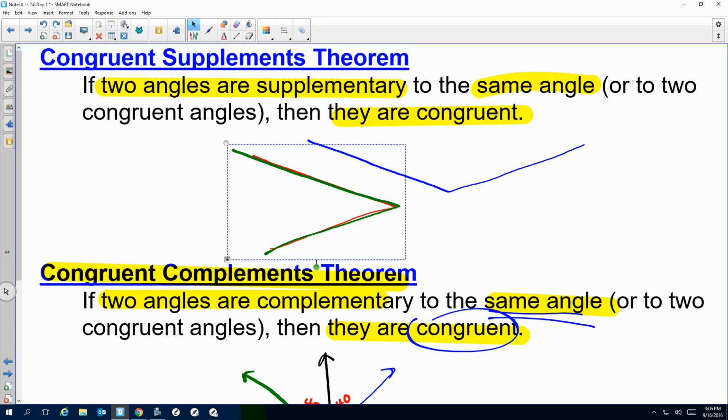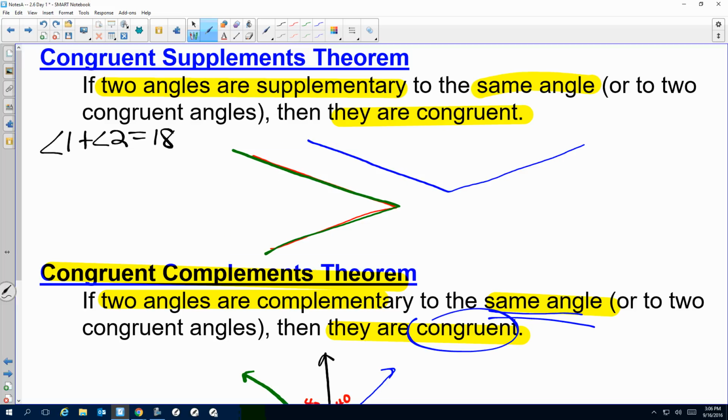All right, now I can show you that algebraically. Write this down. Angle 1 plus angle 2 equals 180. So that means they are supplementary. Write it down. Now I'm going to state angle 3 plus angle 2 equals 180. Okay?